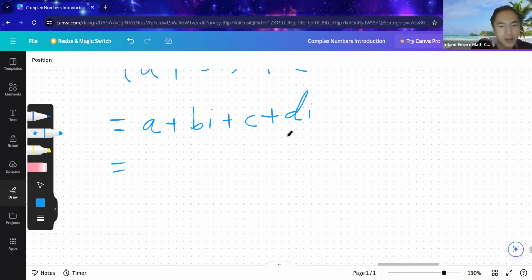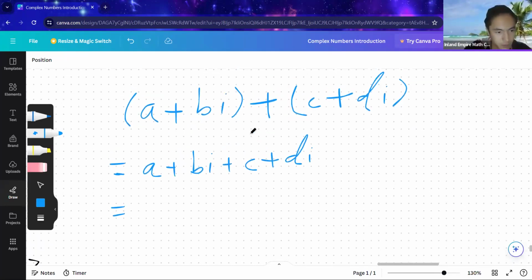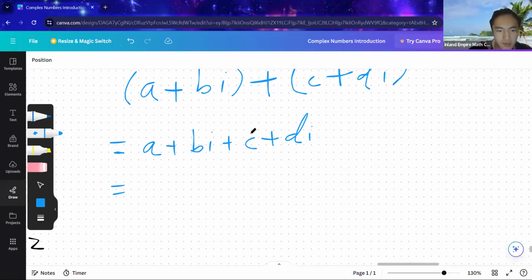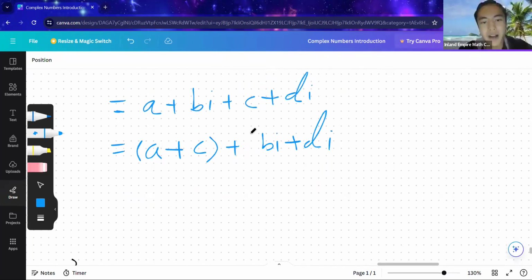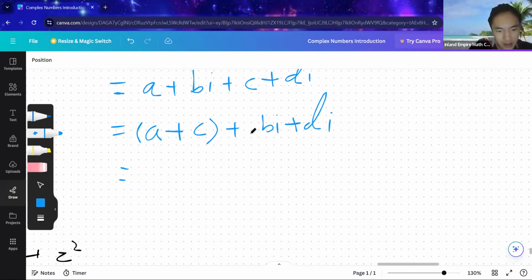You would group the same parts together, right? You would group the real parts and the imaginary parts together. You would put A and C together, right? Because they're both real parts. And you would put the Bi plus the Di together, right? Because they're both imaginary parts. And so what you would end up getting was (A plus C) plus (B plus D)i, right?